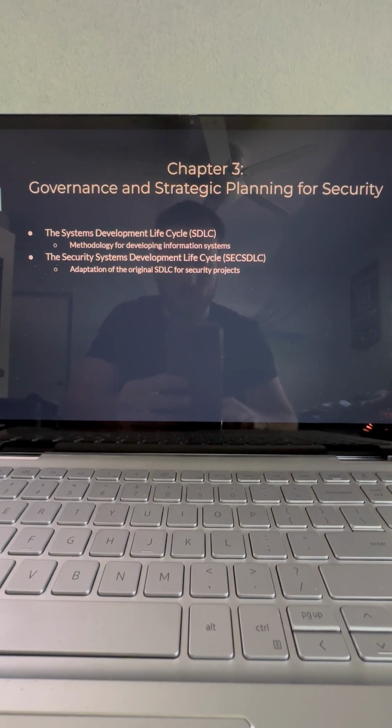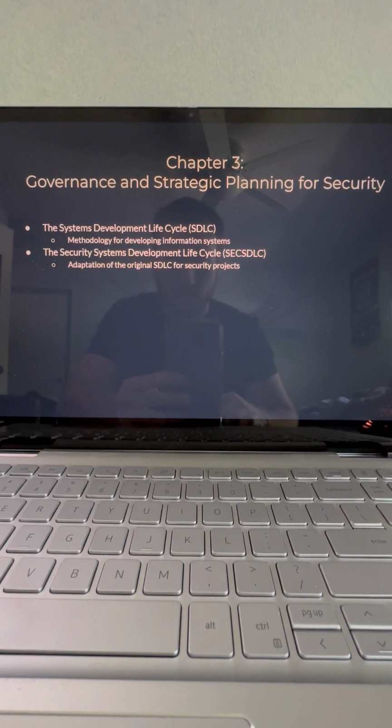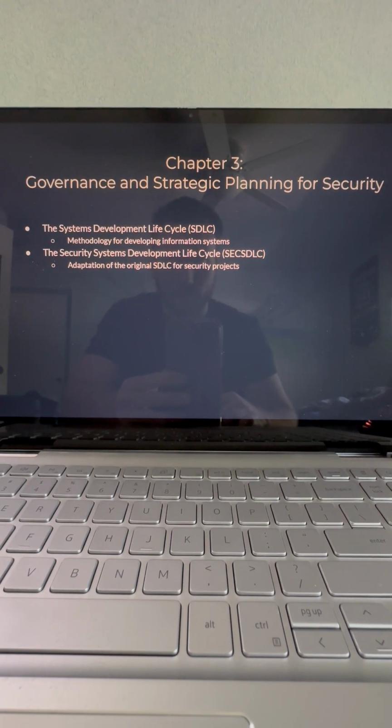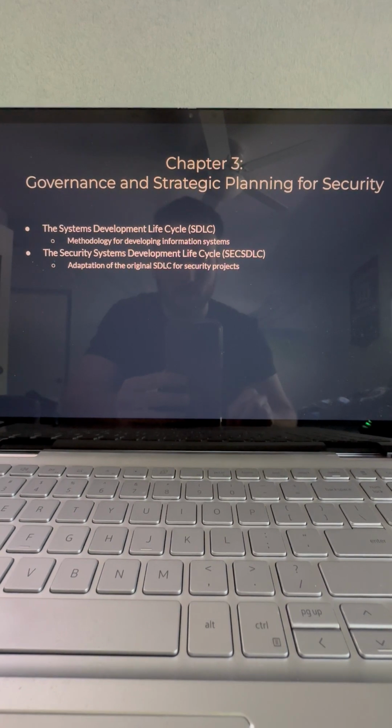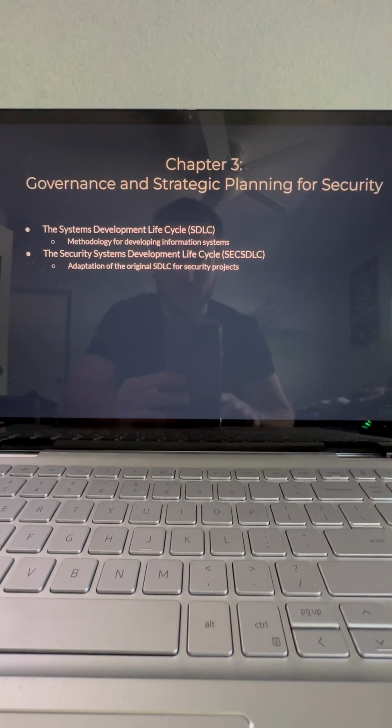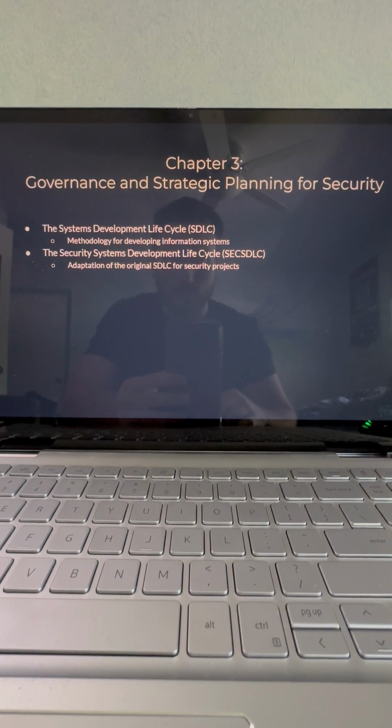The Security Systems Development Lifecycle, or the SEC-SDLC, is an adaptation of the traditional SDLC, which supports the specialized implementation of security projects. These involve identifying threats and assessing the associated risks they pose to the organization. And by applying the SEC-SDLC, organizations can address security concerns throughout the development lifecycle, ensuring that appropriate controls are designed and implemented to counter those threats and effectively manage risk.